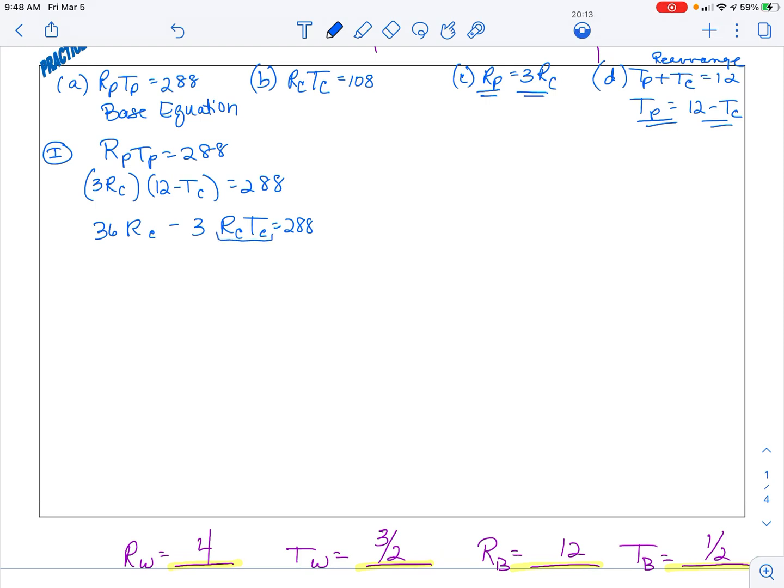Now, do I have a value for RC TC? I sure do. It's 108, isn't it? So let's plug that in right here.